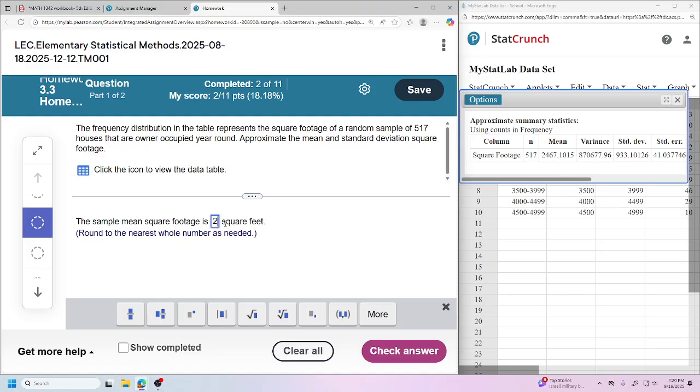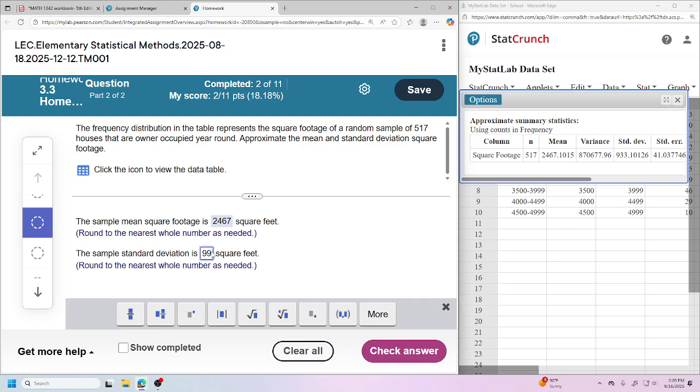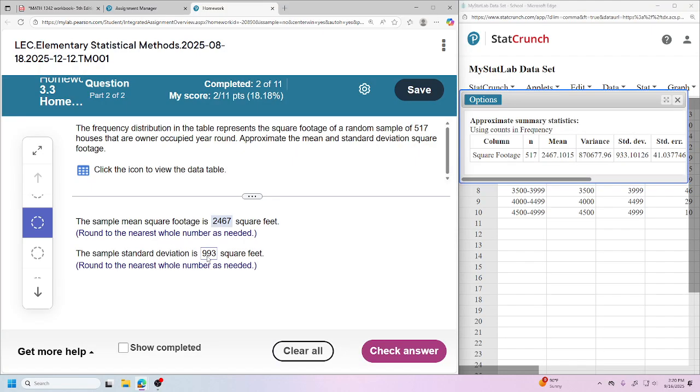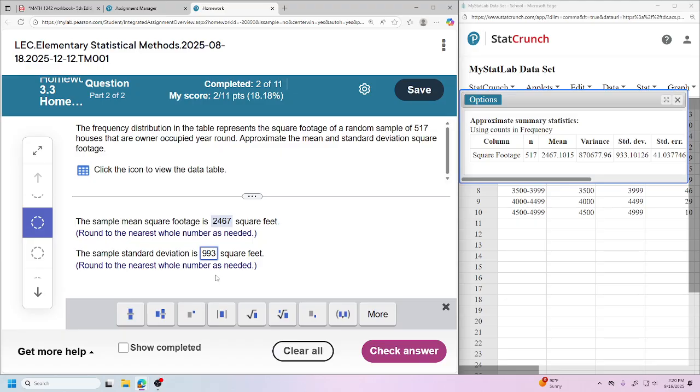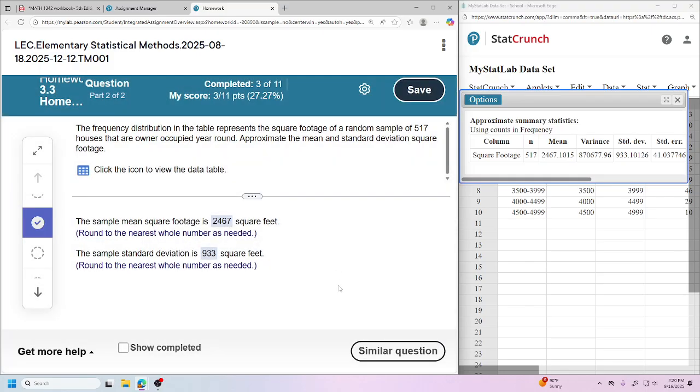Here we go. 2, 4, 6, 7. Whole number. See? No big deal. Standard deviation. 993. Whole number. 933. Gosh. You see it though? Oh! You call it, man. Am I dyslexic? Yeah, it's true. If I've come this far. Okay. You're not alone. It's okay.